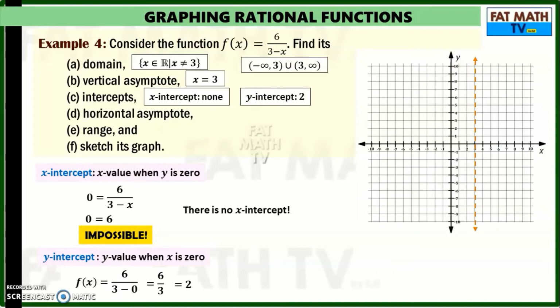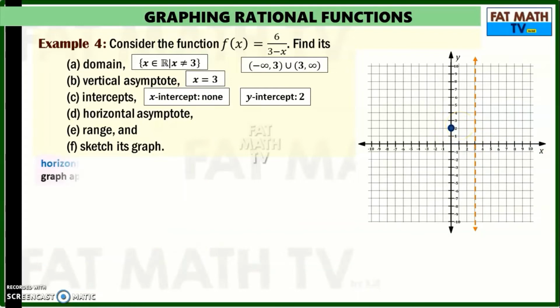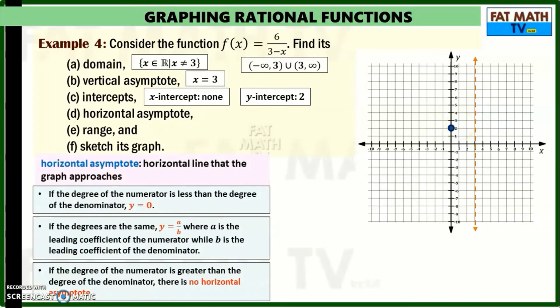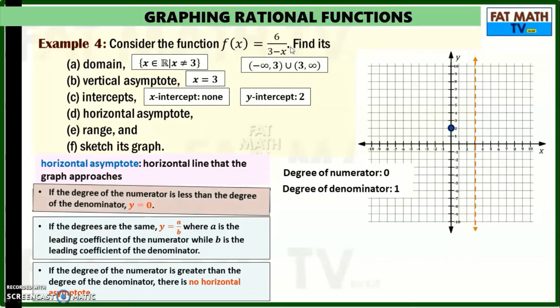So the graph will pass through the y-axis at y equals 2. So here, y equals 2 at y. And then for the horizontal asymptote, we need to look into the exponents of x. Highest exponent. For the numerator, no x, so the degree is 0. For the denominator, highest exponent of x here is 1. So 0 is less than 1, therefore the horizontal asymptote is y equals 0.